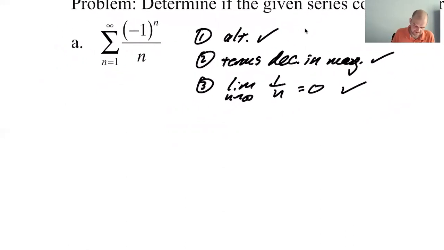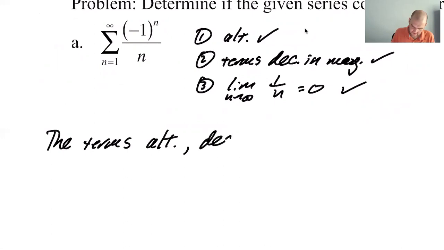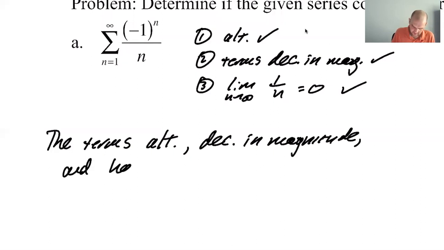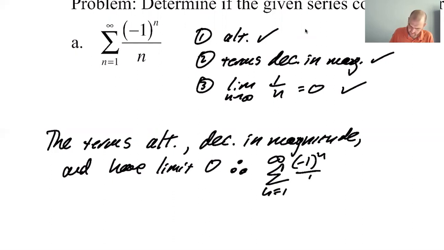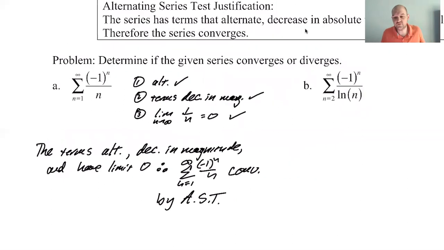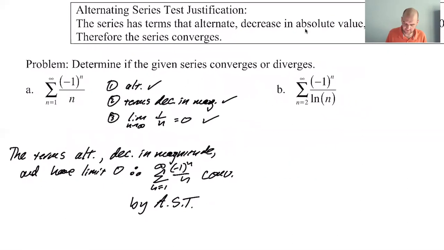So I'm going to say that the terms alternate, decrease in magnitude, and have limit 0. Therefore, this is the alternating harmonic series, and it converges by the alternating series test, by AST. You can abbreviate it. Okay, and that's what we're going to do. We go through and we just make those decisions. It's pretty straightforward, I would say.